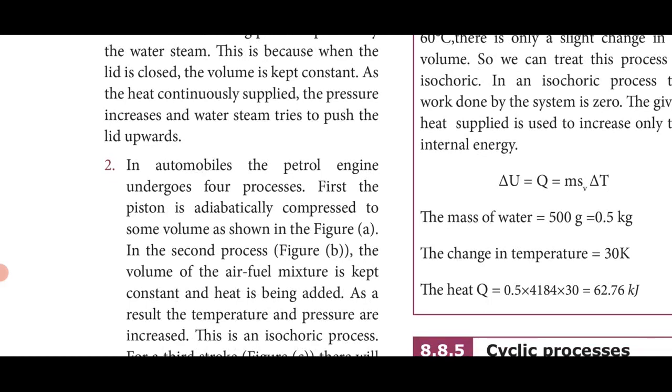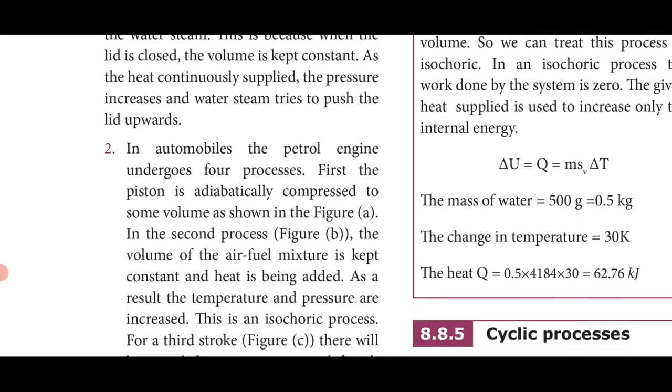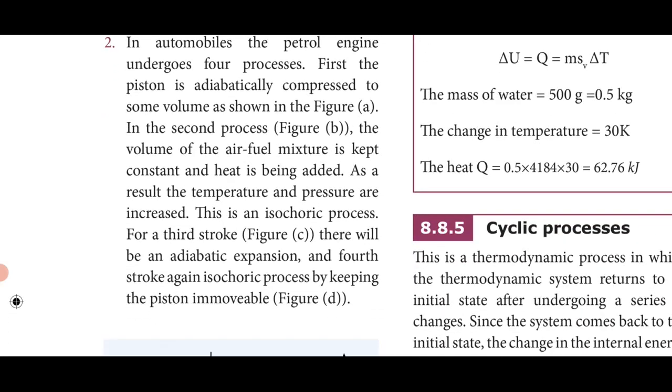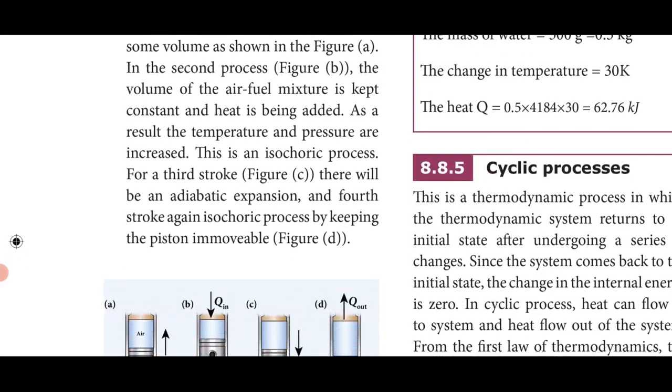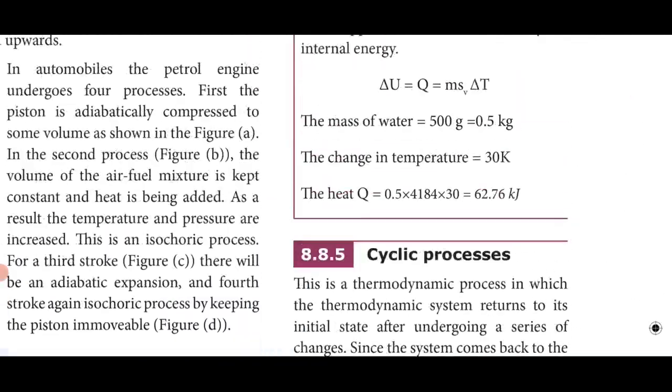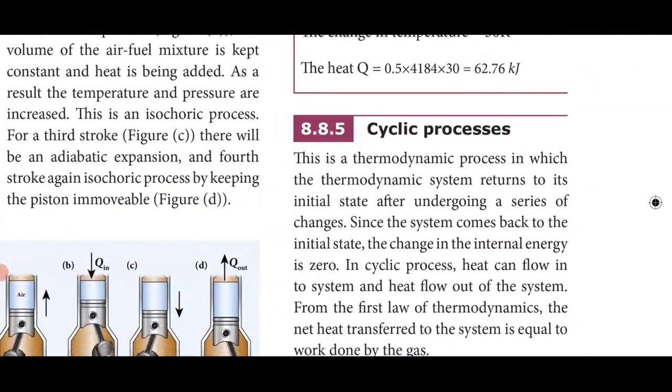One more example is given: in automobiles, petrol engines undergo a four-stroke process. First, the piston adiabatically compresses the air-fuel mixture. In the second process, the volume of the air-fuel mixture is kept constant and heat is added. As a result, the temperature and pressure increase. This is an isochoric process. In the third stroke there is an adiabatic expansion, and in the fourth stroke again an isochoric process by keeping the piston immovable. These are good examples for the isochoric process.